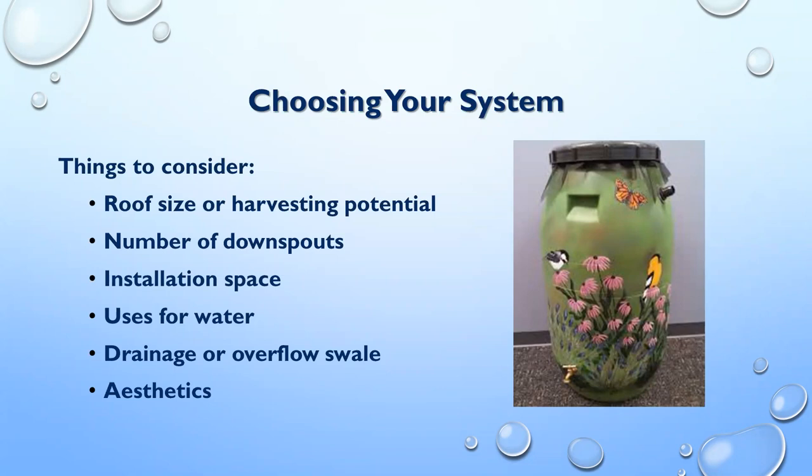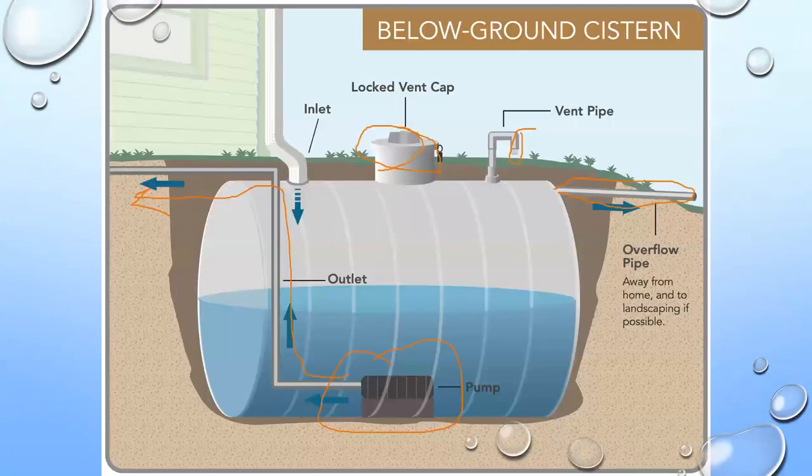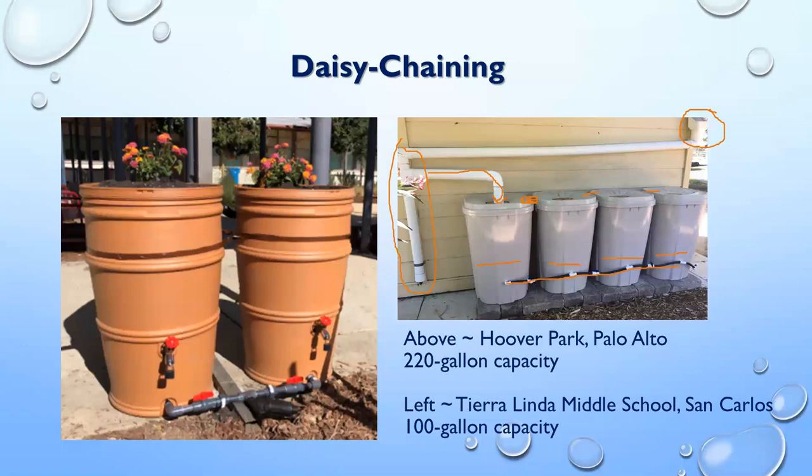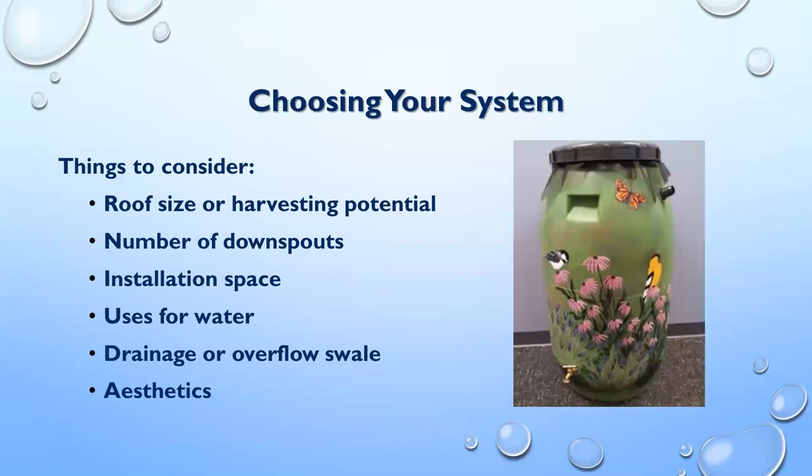You want to decide how many downspouts you want to hook into the system. Do you want to hook two separate downspouts into one system? Like this picture here, it's a little hard to see, but there's actually another downspout coming from a different side. So this one comes from two sides of the building and then goes into one set of barrels. Or do you want to just have separate barrels at each downspout?